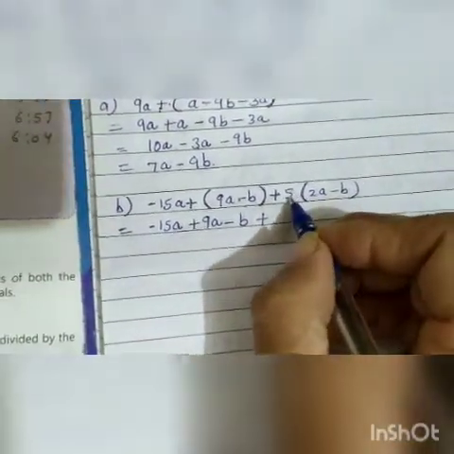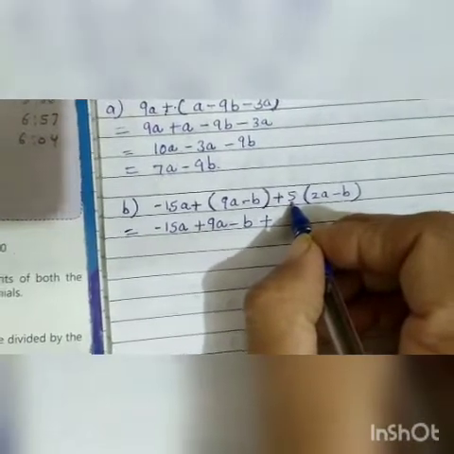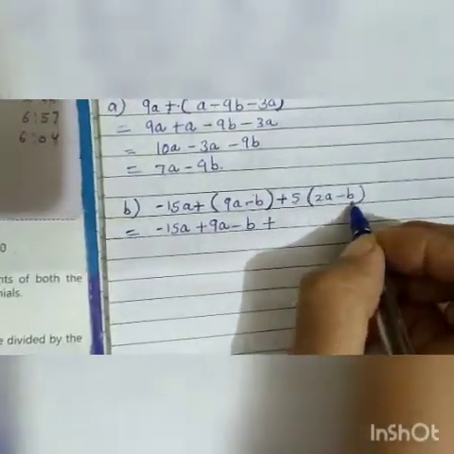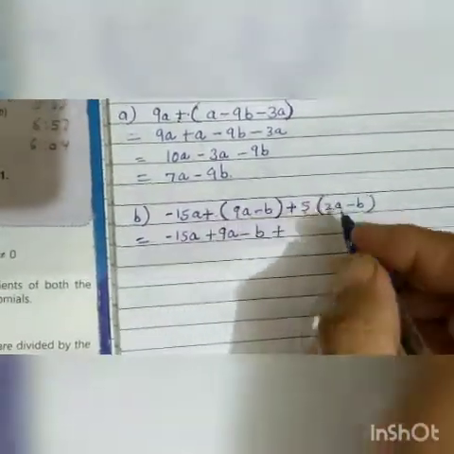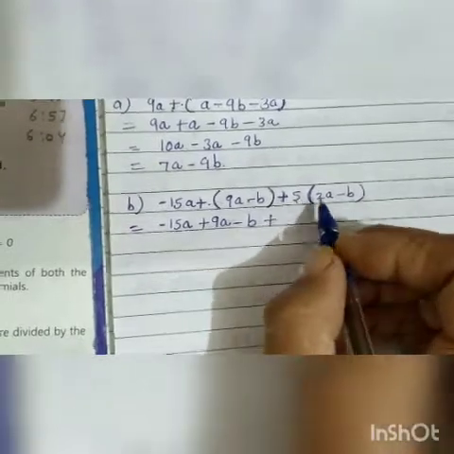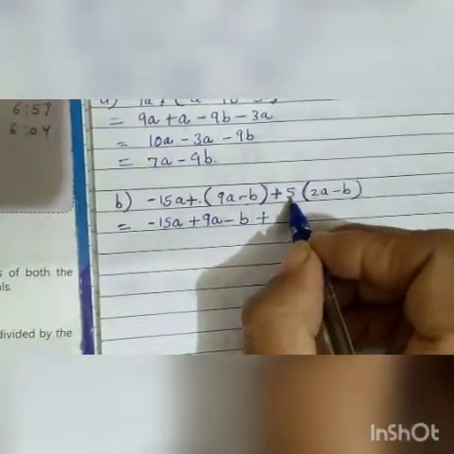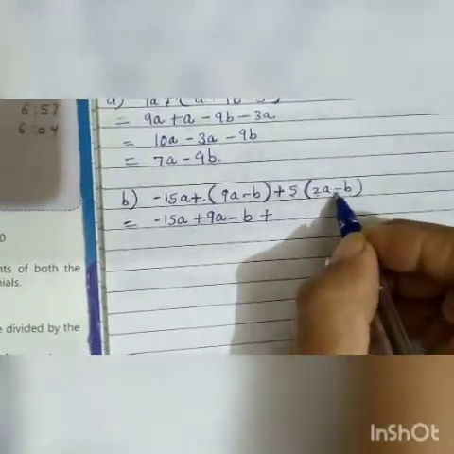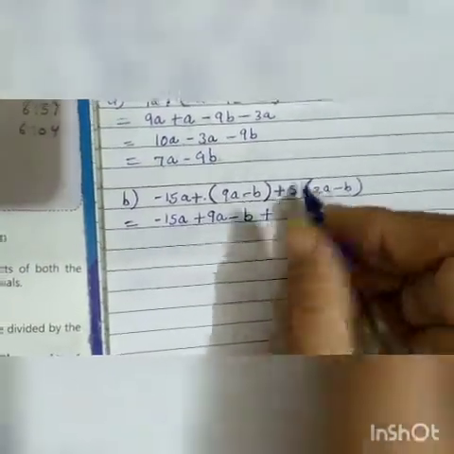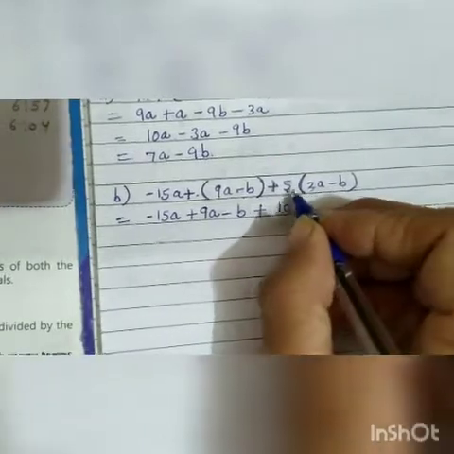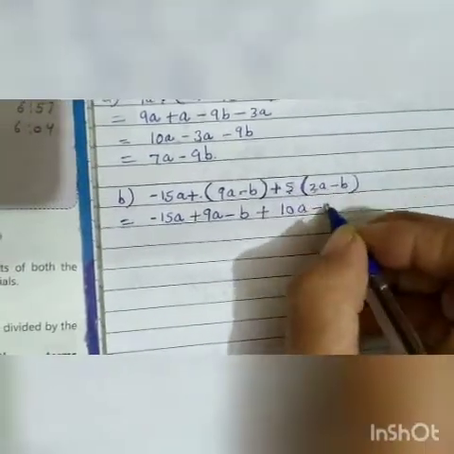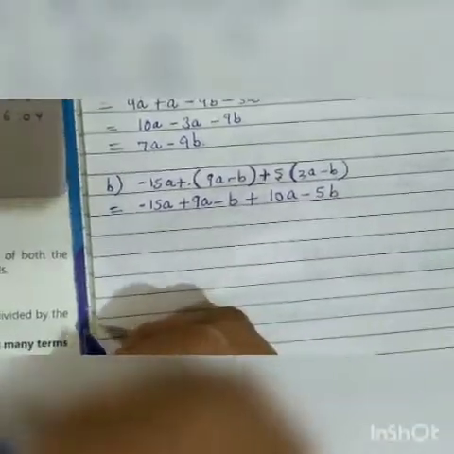Now here there is one number to multiply with this bracket. Before, there was no number. Outside this bracket there is plus 5. So we will simplify. We will multiply this 2a minus b by this 5. So 5 times 2a is 10a, minus 5 multiplied by b, it will be 5b.